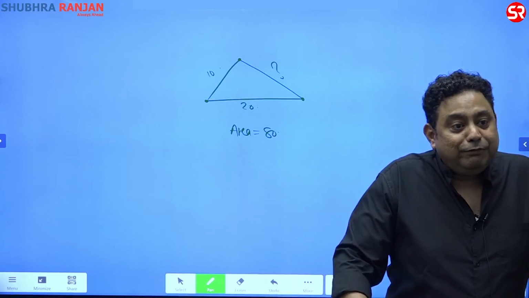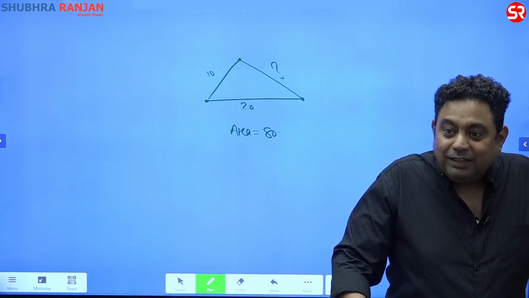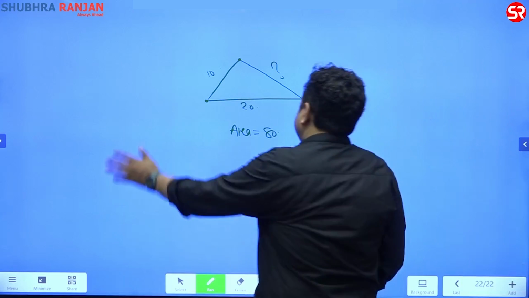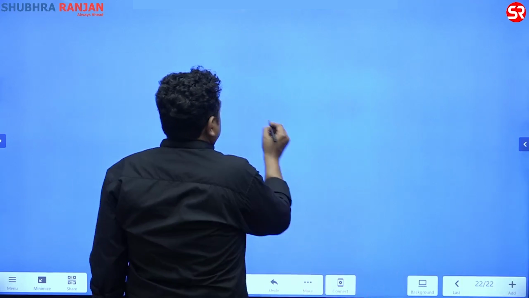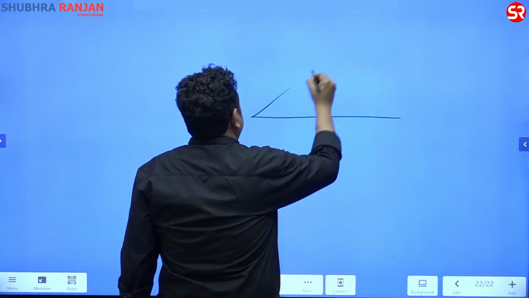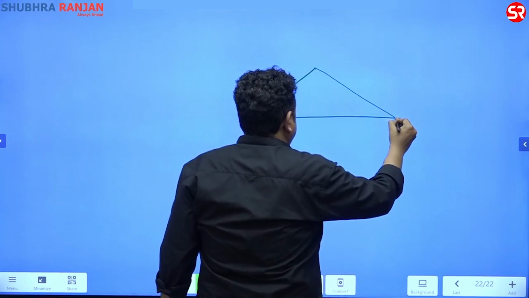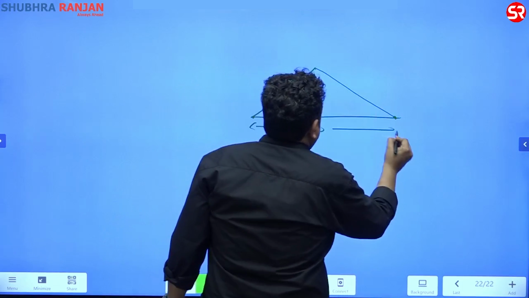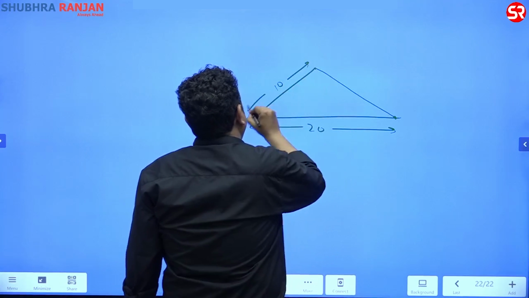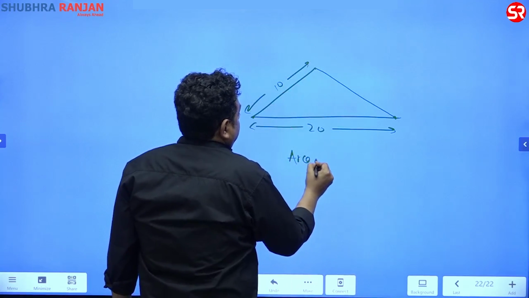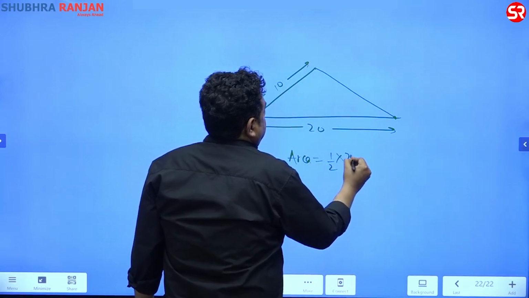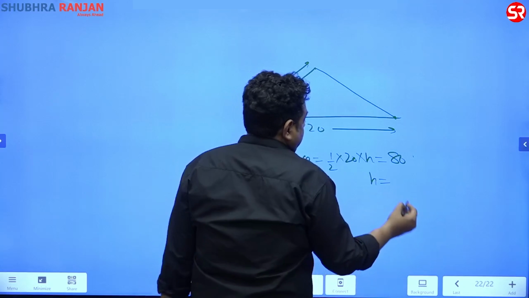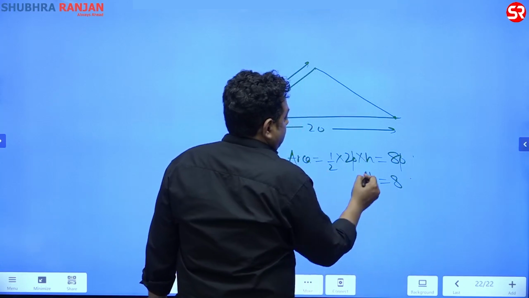So, sir, what shall we do? Listen, guys. What shall we do? Look here. They are giving you a bait to use Heron's formula and waste your time. Heron's formula should never ever be used in this condition, guys. Please mark it. This is 20. This is 10. What is the area? Half base into height is equal to 80, which means height is equal to what? 8.